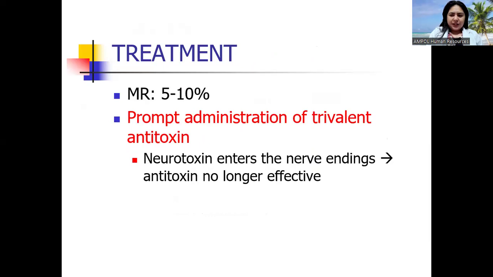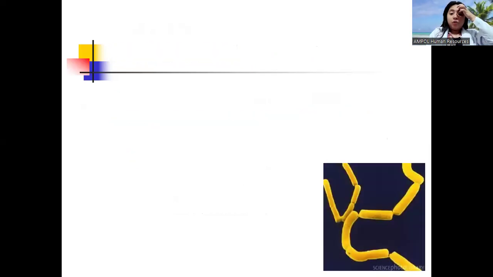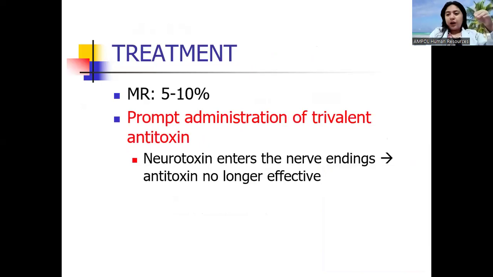Treatment, no, mortality rate is 5 to 10% lang. So, just administer trivalent antitoxin. Okay? Pero guys, dapat paspas, no, pag once suspected ka with botulinum or Clostridium botulinum, dapat maka-administer dayon ka og trivalent na antitoxin, because if not, pag moabot na siya sa nerve endings, no, the antitoxin will no longer be effective. So dapat ko prompt gyud ang imong pag-administer sa treatment.